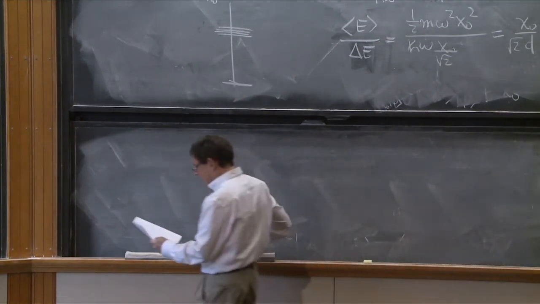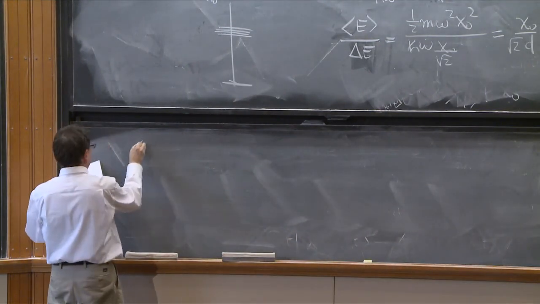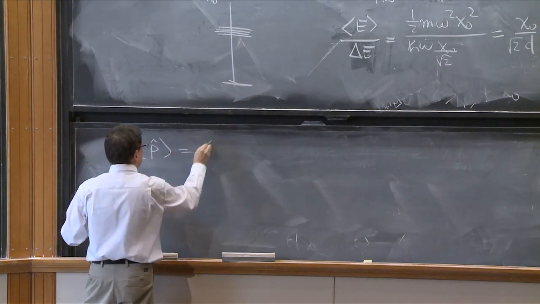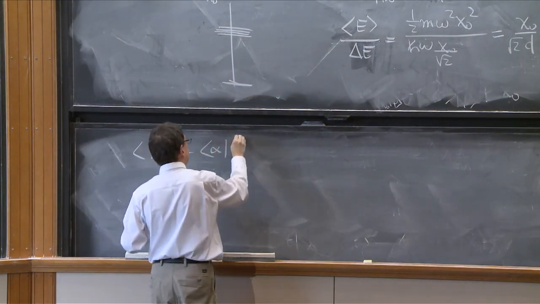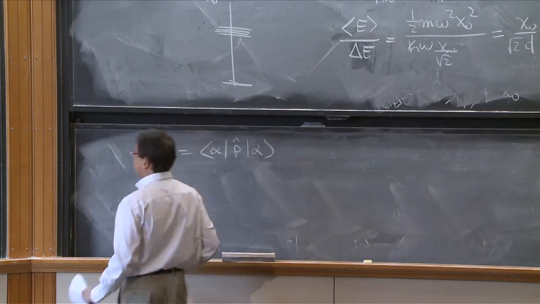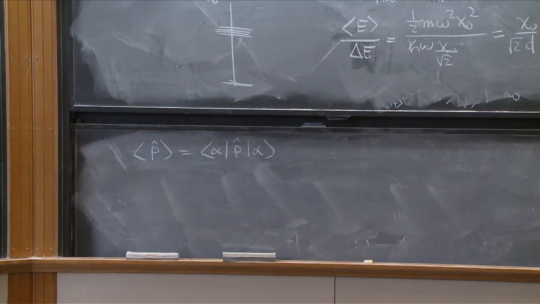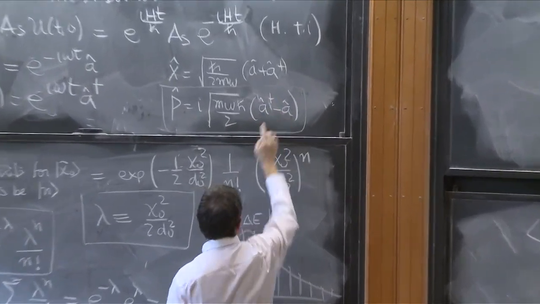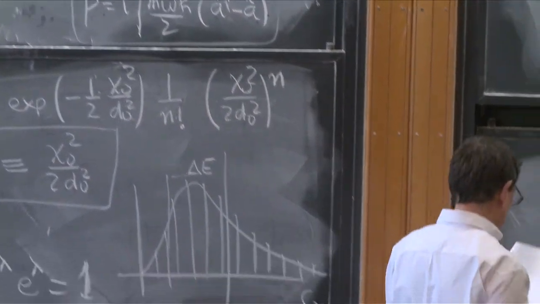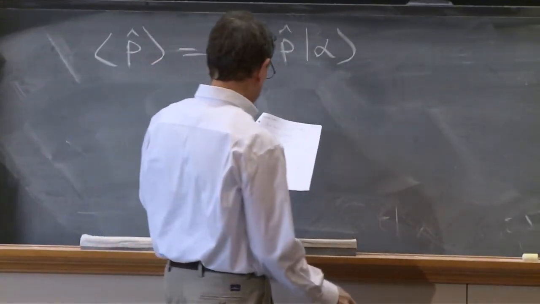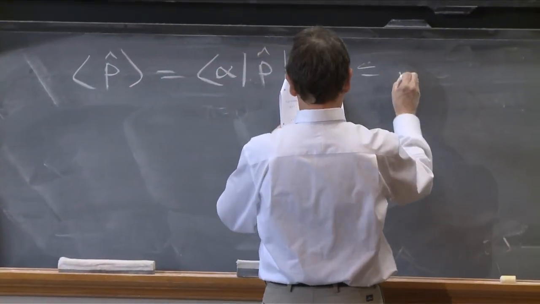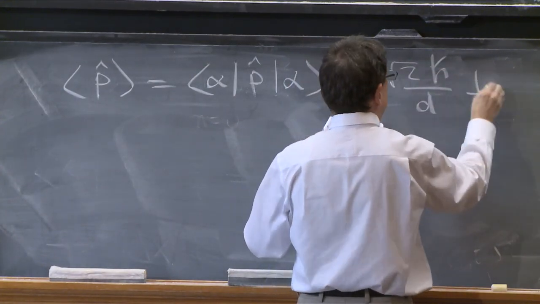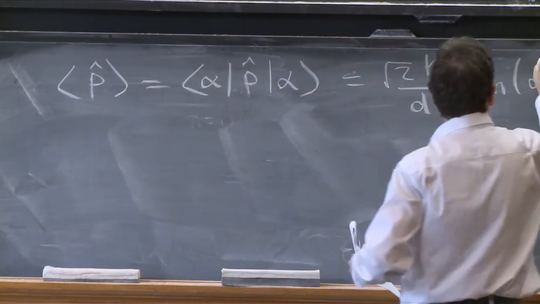Similarly, you can calculate the expectation value of the momentum. It would be alpha, p, alpha, and p is a minus a dagger. So you're going to get alpha star minus alpha, so the imaginary part. So p is actually the square root of 2 h bar over d times the imaginary part of alpha.